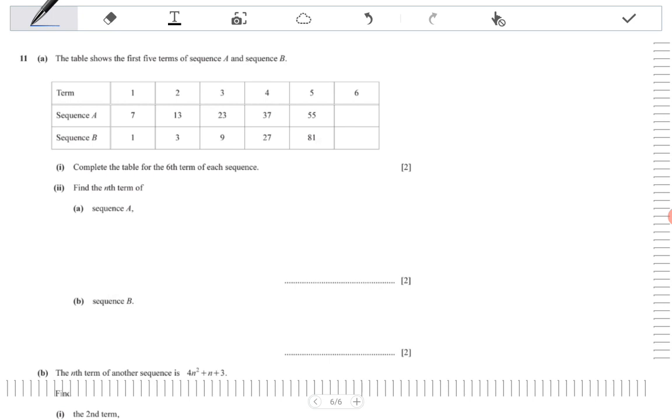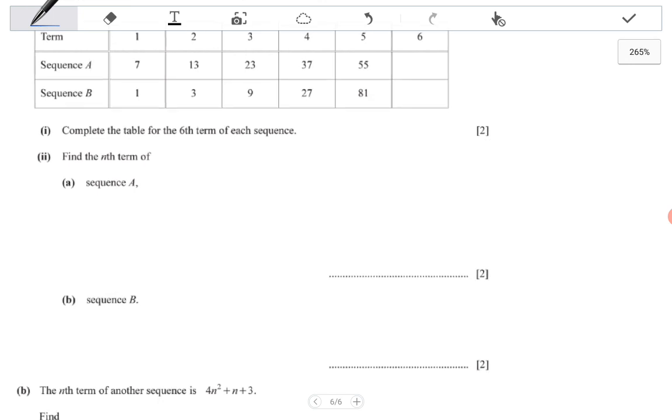First see the question. The table shows the first 5 terms of sequence A and B. Term 1 has, like the whole table is given, 7, 13, 23, 37, 55. So you have to guess the next term. You have to complete this table first, and then sequence B says 1, 3, 9, 7, 21. So you can easily guess the next term yourself. Then the next part, nth term of sequence A, how do you find nth term of sequence A?